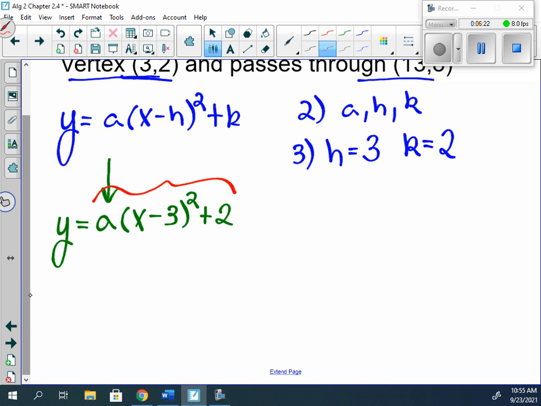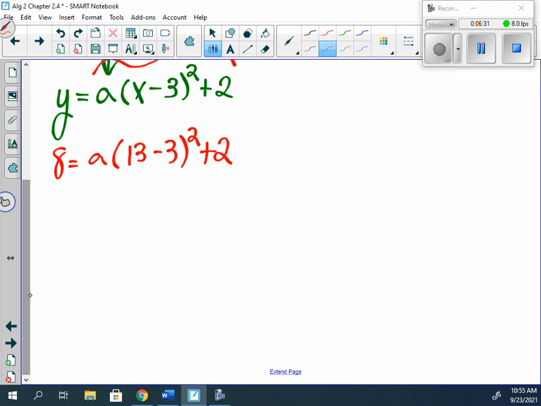Because if y is 8 when x is 13, and I plug that in, what's the only variable left? A, because x and y are already gone. Now the only variable I have left in the equation is a. So we can use that point to solve for the value of a, and then plug it back in.